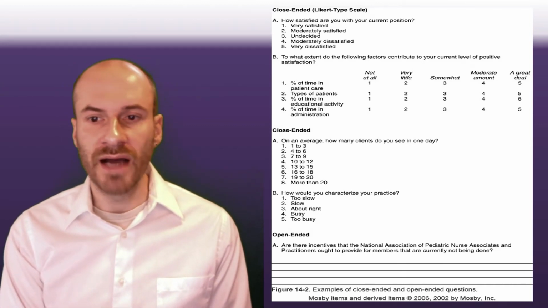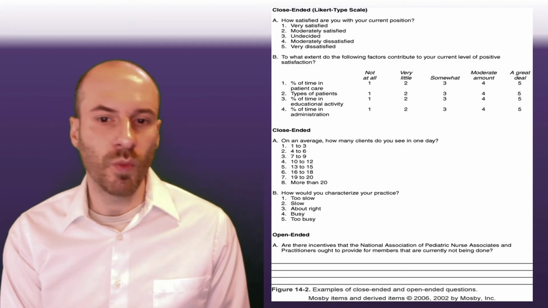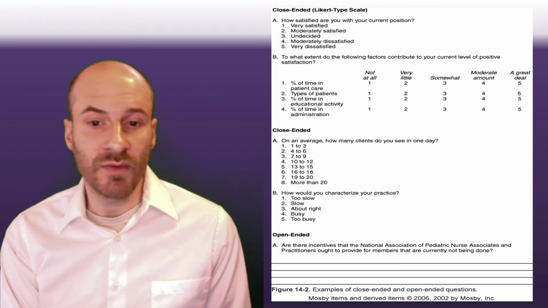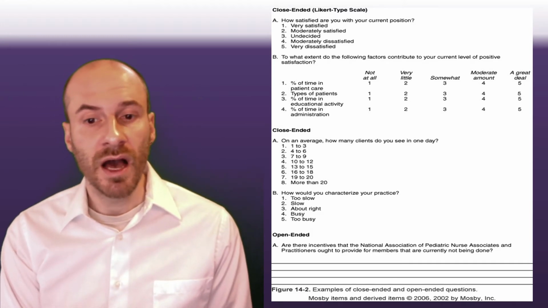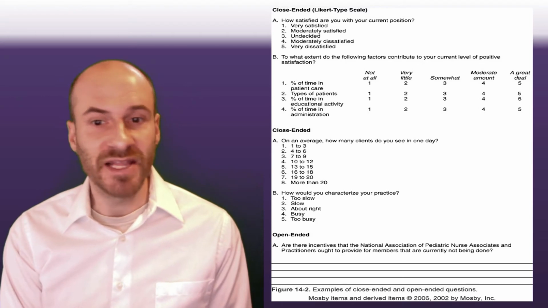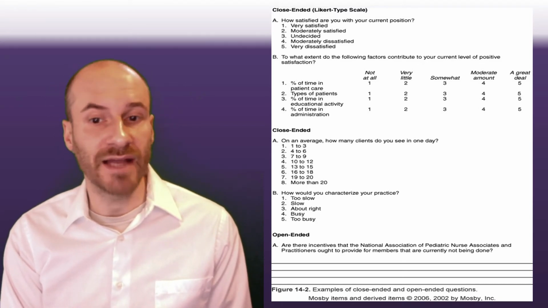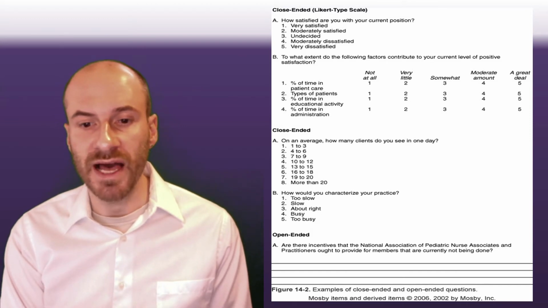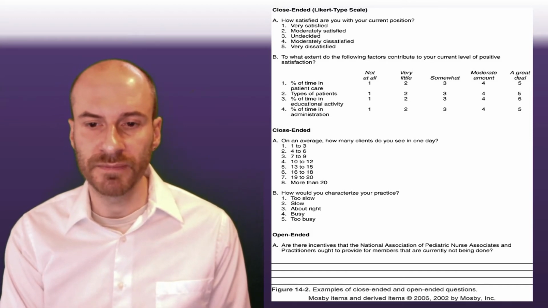So on average, how many clients do you see in one day? 1 to 3, 4 to 6. And then you have a category of 8, which is more than 20, right? Which could be 93, right? So that's a very big category, right? So the categories here don't necessarily have an equal size, right?